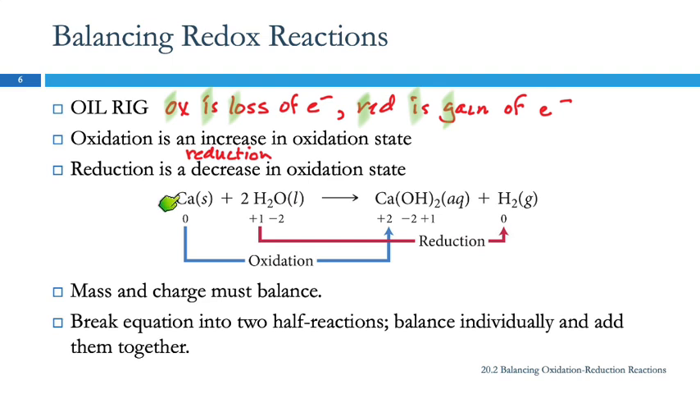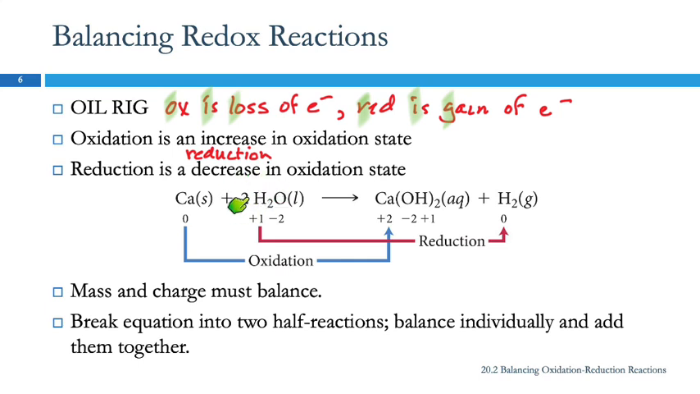Here we can see that calcium has an oxidation state of 0 because elements always are 0. And in the process of this reaction, calcium gets a +2 oxidation state. The oxidation state went from 0 to +2. That's an increase. That's oxidation.